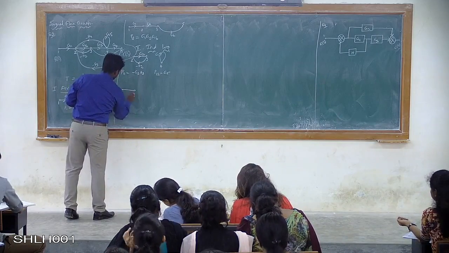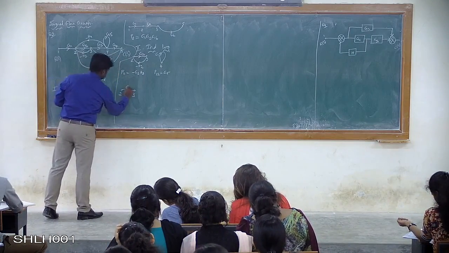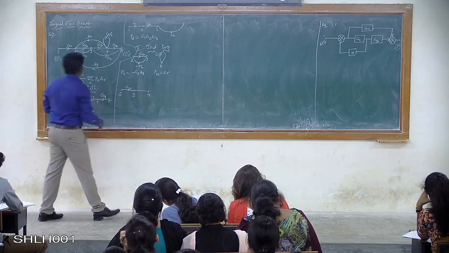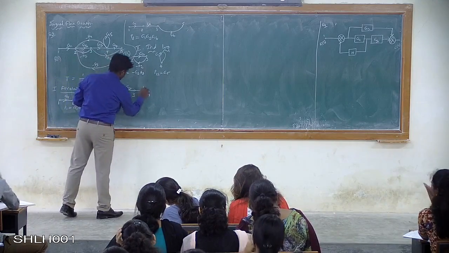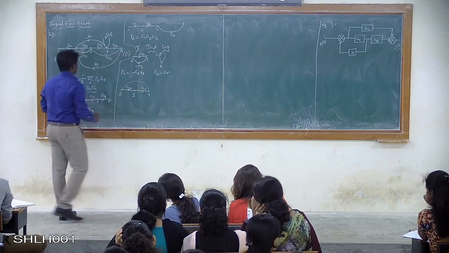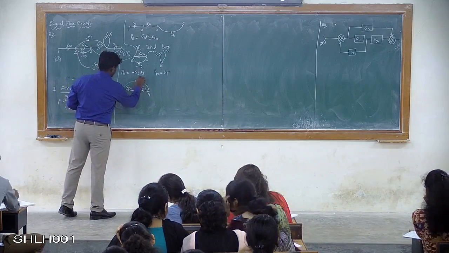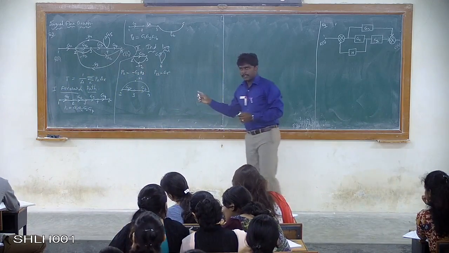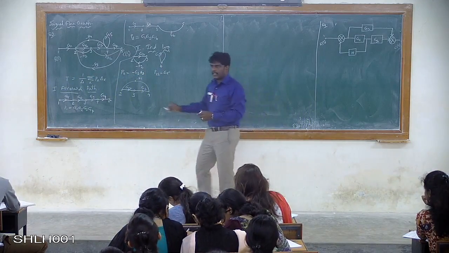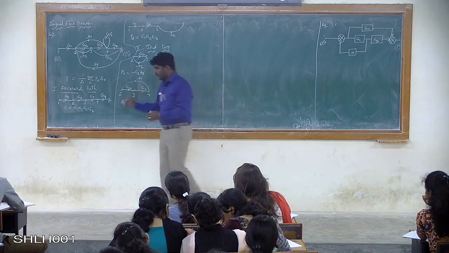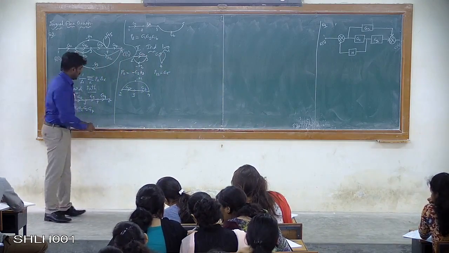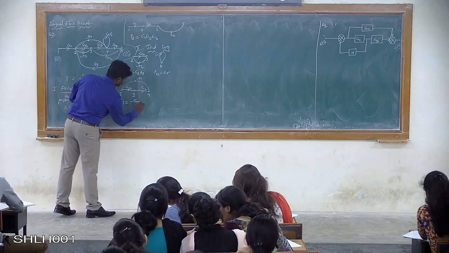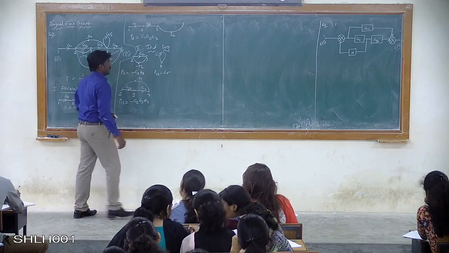The node numbers 2 to 3, the gain value is G2. Then 3 to 4, the gain value is G3. Then the feedback gain value is minus H1. Is it correct? Yes. So we are able to identify the third individual loop also. The third individual loop gain value can be written as P13 is equal to minus of G2, G3 into H1.